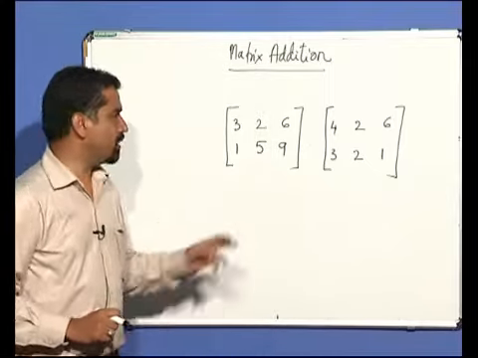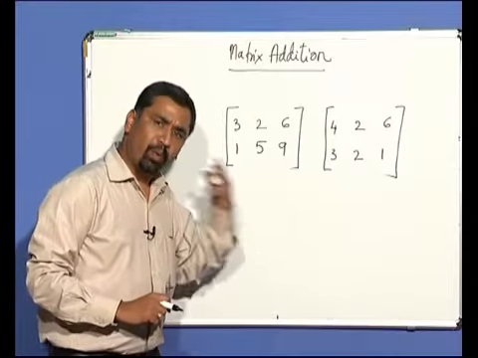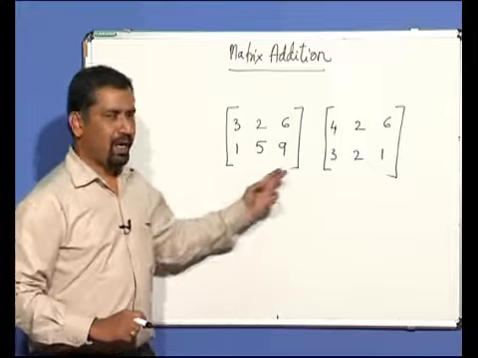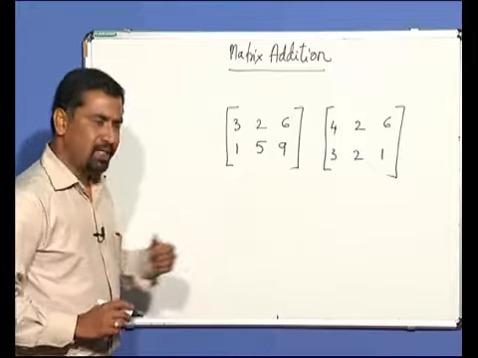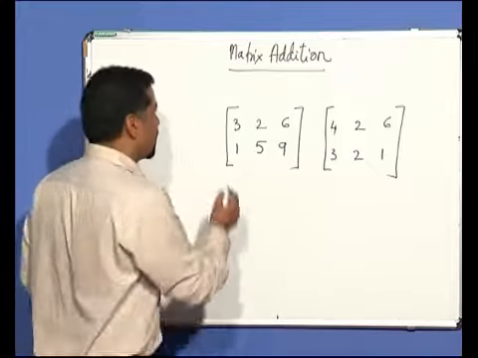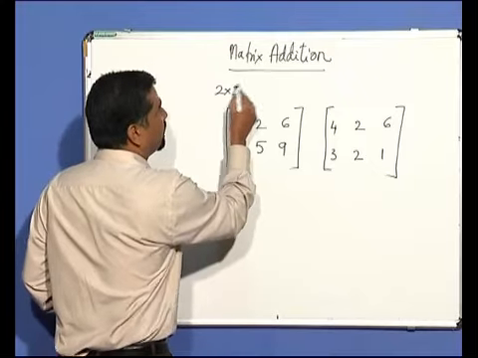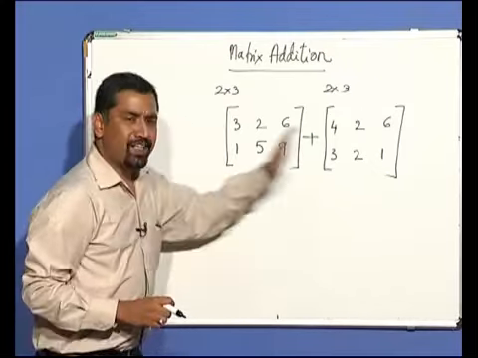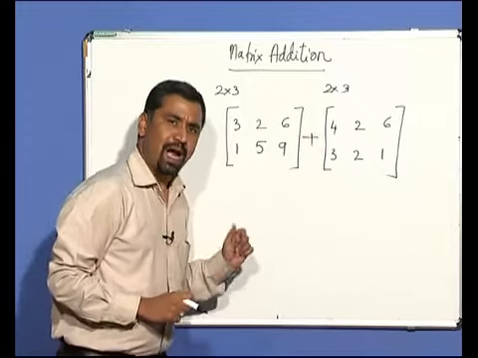Let us now look at the problem of matrix addition. For example, let us take 2 matrices. Obviously, for addition to take place, we know the rules. Both matrices must be of the same size. Let us assume that they are of the same size. They are both of 2 by 3 size. If you want to add the 2 matrices, we all know now the corresponding elements have to be added together.